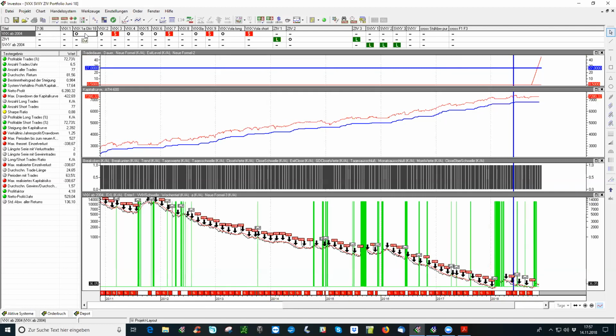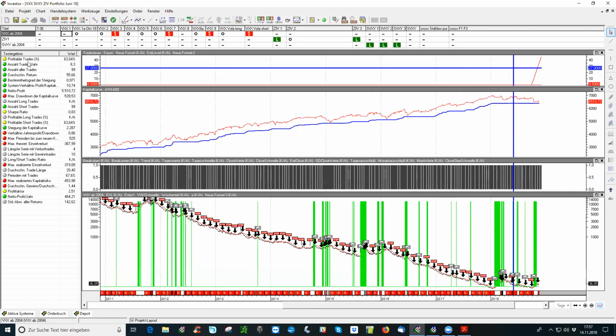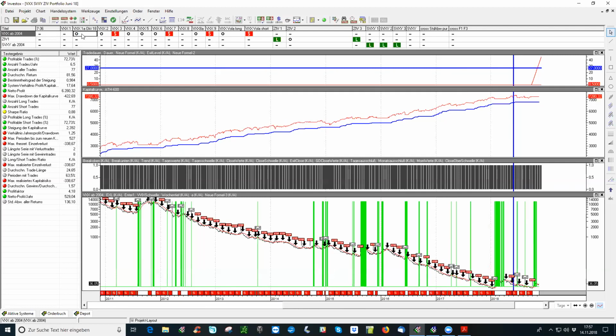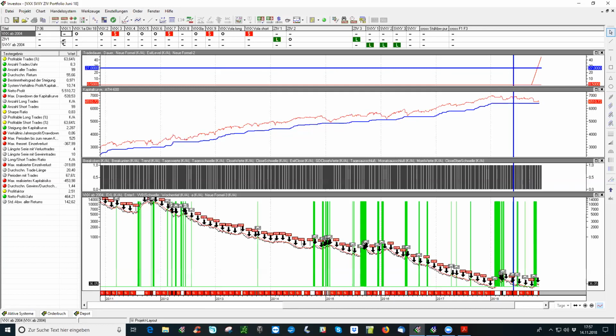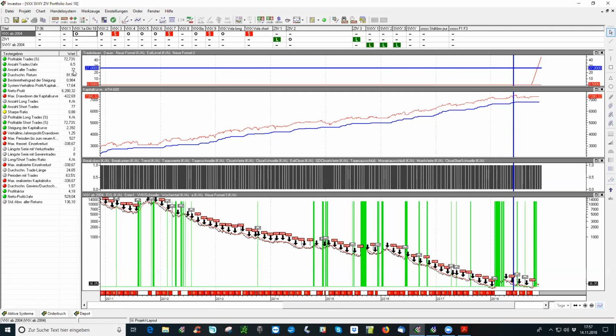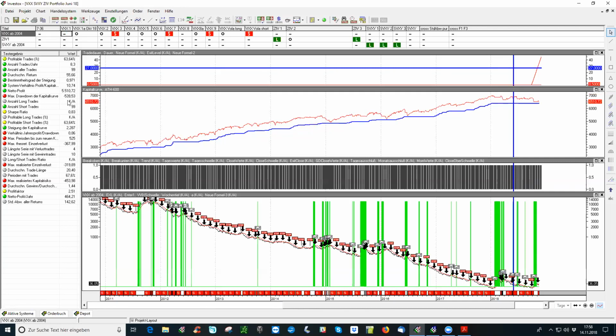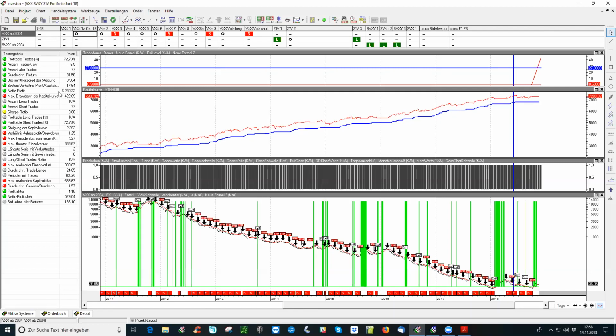Then I made some modifications due to this event here in February. And this is the new system. You see the profitable trades change from 63 to 72%. But much more important, there were 99 trades. That's the average return of 55. And here you have 22 trades less, but a much bigger return. Here you see the profit 5.5, and with fewer trades, a bigger profit.